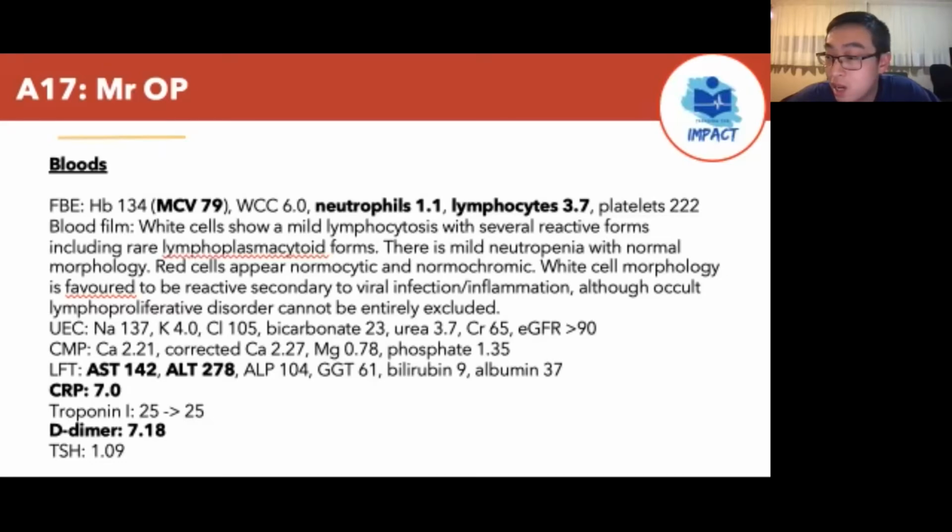So electrolytes are not too exciting. There's a bit of transaminitis, but bilirubin is normal, albumin is normal. CRP is not interestingly elevated. We did serial troponins, so they're fine. But D-dimer is 7, which is incredibly elevated.